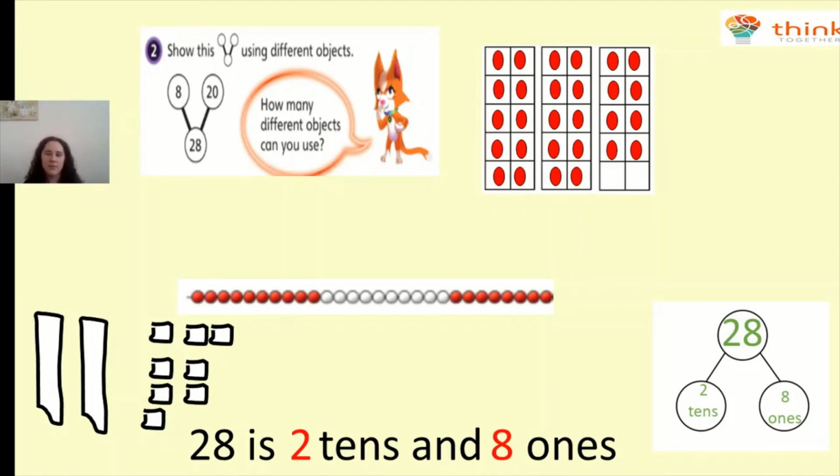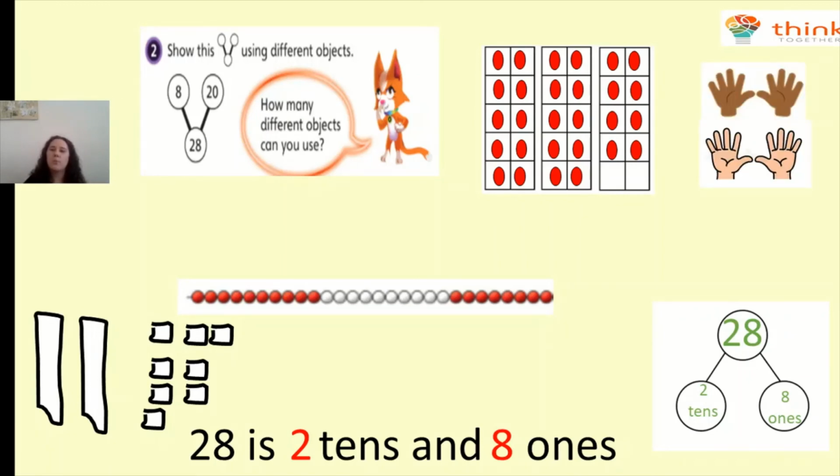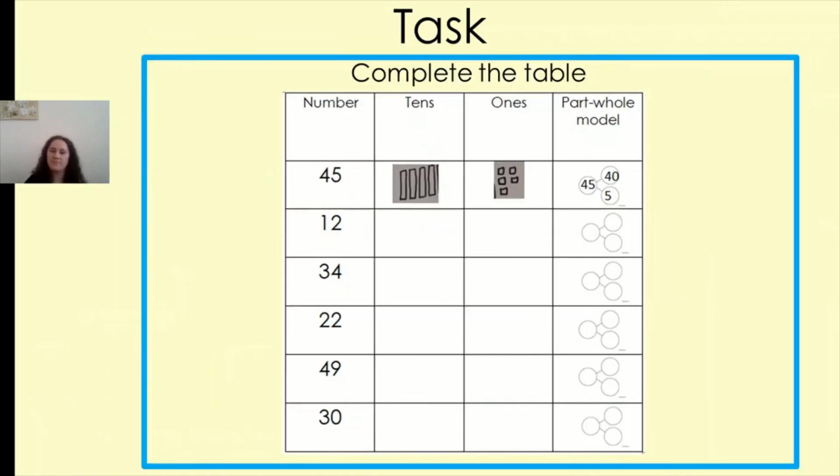Then I thought of another way we could represent this. We could use our hands, if we had 3 people, that is. We would need the first 2 people to hold up all of their fingers. That would give us our group of 20. Then the final person could hold up 8 of their fingers, and that would give us the 8 ones. So those are lots of different ways that we could show 28.